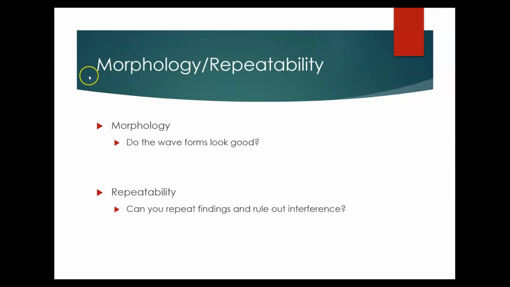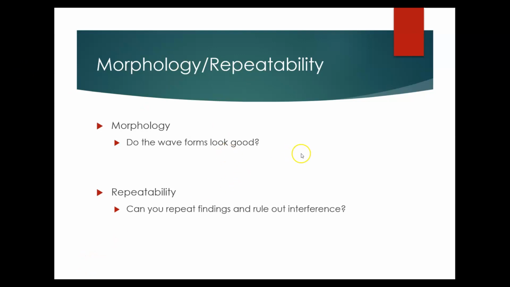And just like with ECochG, the morphology is what the waves look like. Do the waveforms look good? A waveform should look pretty clean, not with a lot of noise or jagged peaks. They should be smooth peaks. Jagged peaks mean there's too much noise or you don't have a good skin to electrode contact, which you should always check before the wave starts.